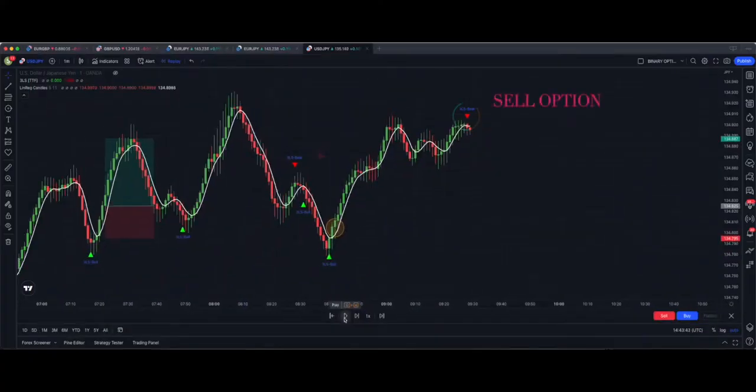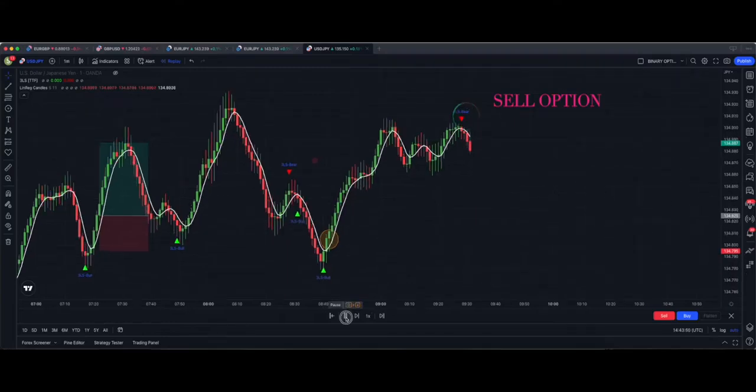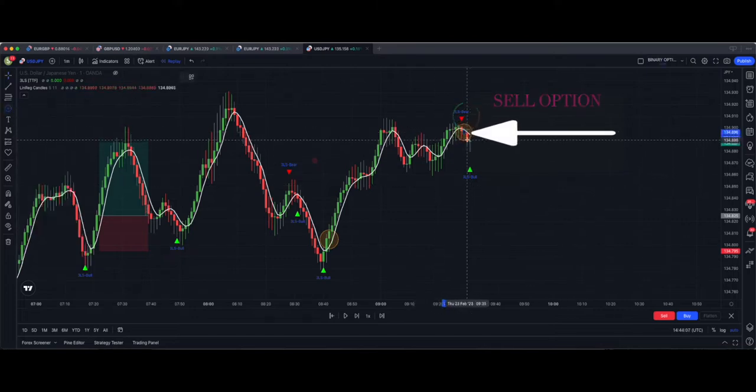For a sell option, wait until you get a sell signal from the 3-line strike indicator. For entry, wait until the linear regression candle closes below the white plot line. When those conditions are met, take a 1-minute option trade.